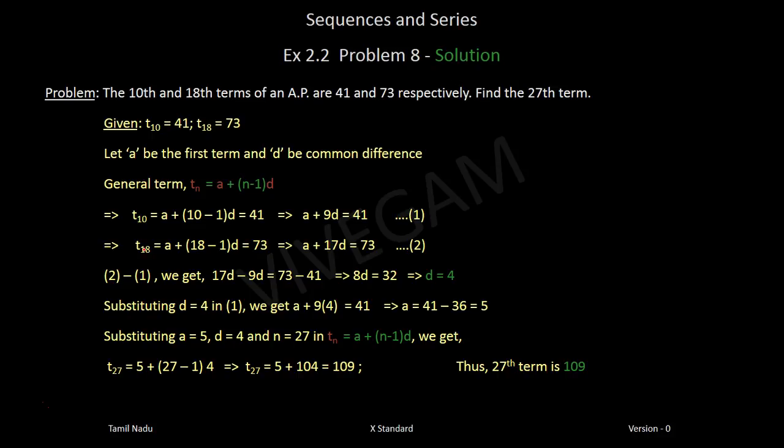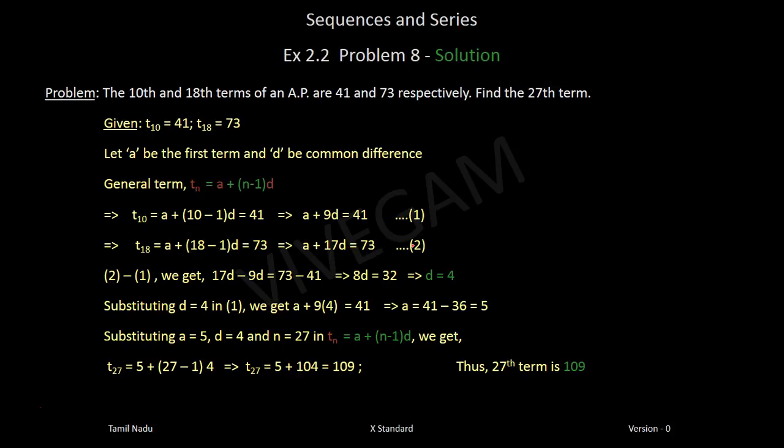Similarly, T18 will be A plus (18 minus 1) into D. That's equal to 73 because they have given us T18 as 73. So this will become A plus 18 minus 1, that is 17D, equal to 73. So two variables A and D, and there are two equations. If you look at it, when you subtract, the coefficient of A is 1, so it can be solved by the elimination method.